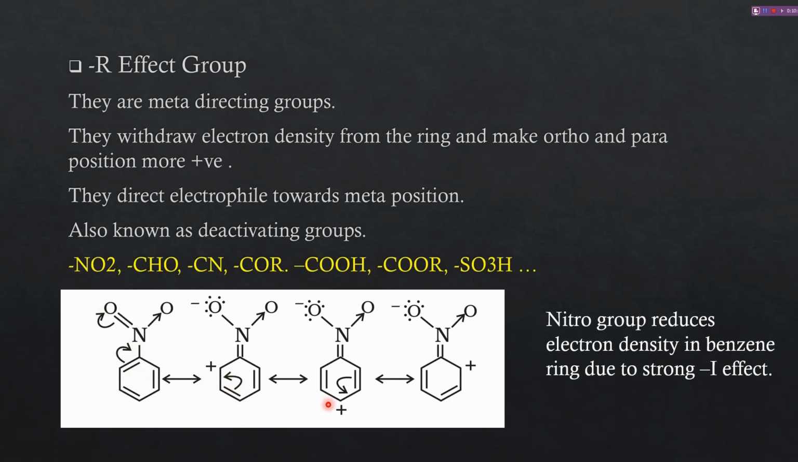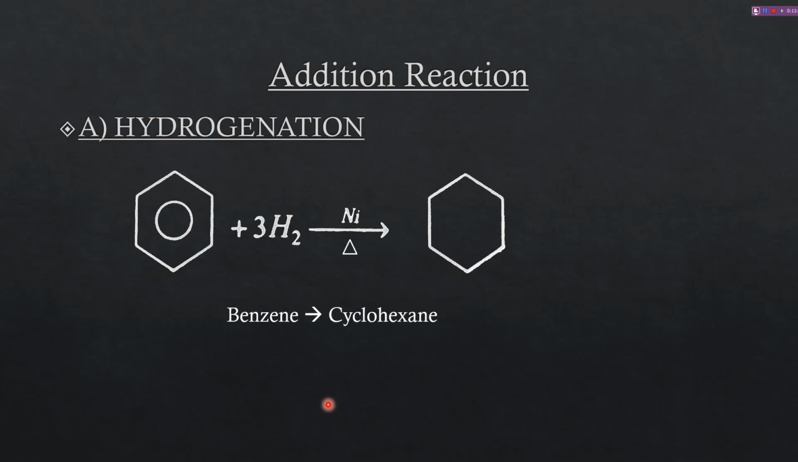So hence meta is more negative, or less positive. So the electrophile will be attacking the meta position only. Okay. So next, we have some addition reactions. The first one is hydrogenation, that is benzene on reaction with H2 in the presence of nickel, and on heating gives cyclohexane. So if you want to convert benzene into cyclohexane, only hydrogenation is required, that is H2 in the presence of nickel, and heating gives cyclohexane.